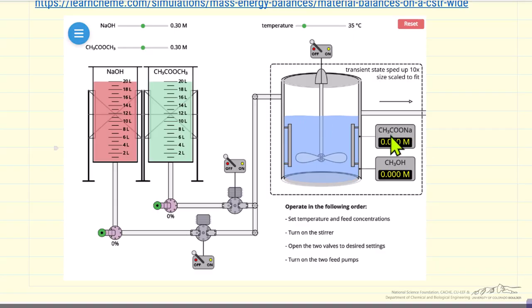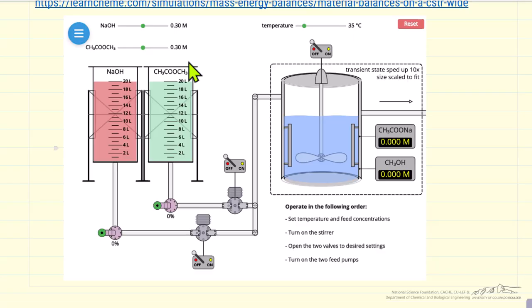The measurements of the product concentration are done by two sensors that are shown here. And notice that it says the transient speed is sped up by a factor of 10. That means we'll get to steady state much faster than in a real experiment with these particular dimensions. And that's just to save time in running the digital experiment.